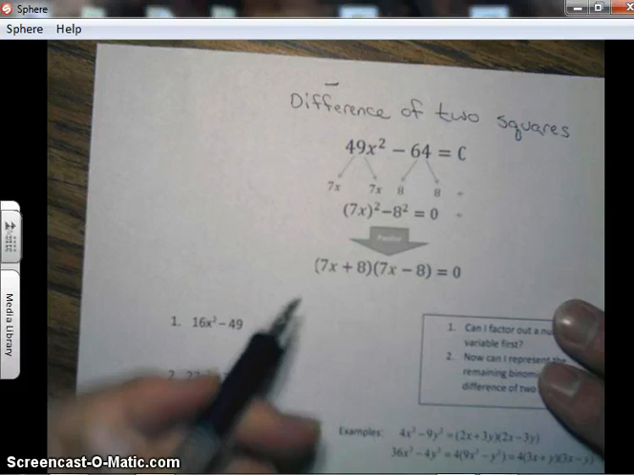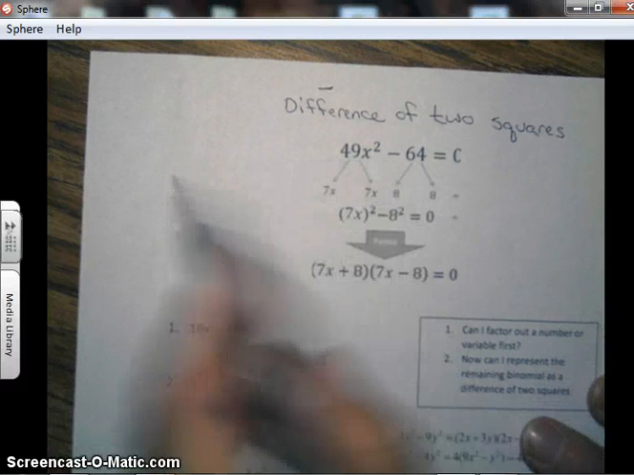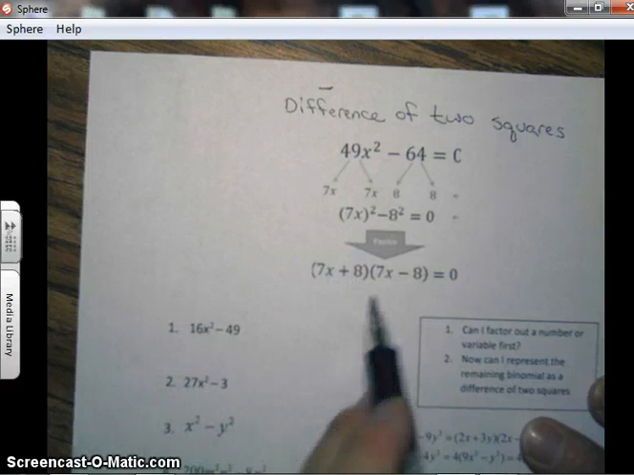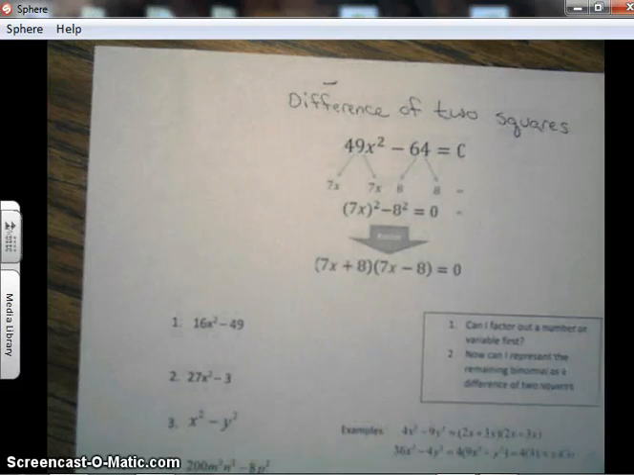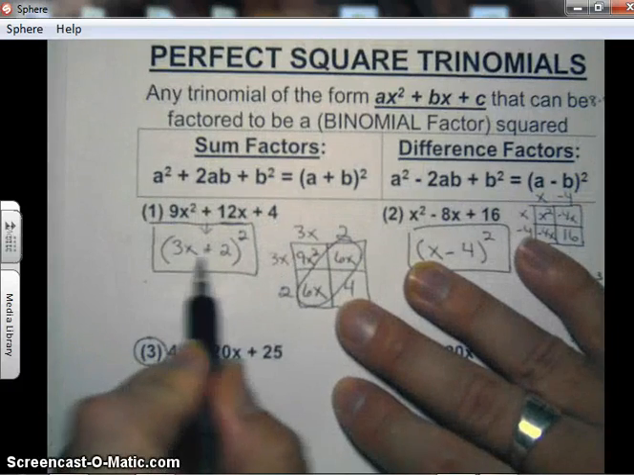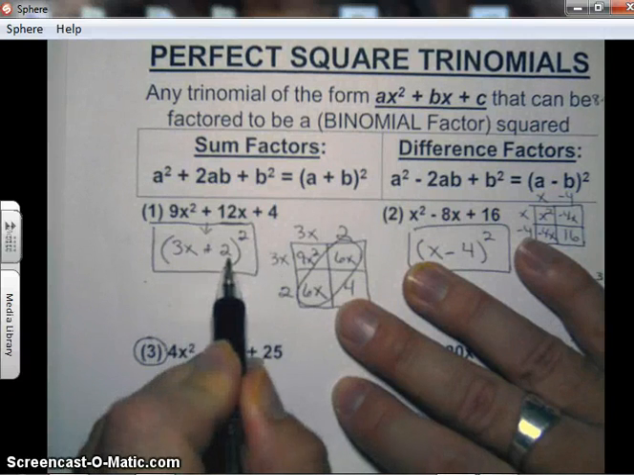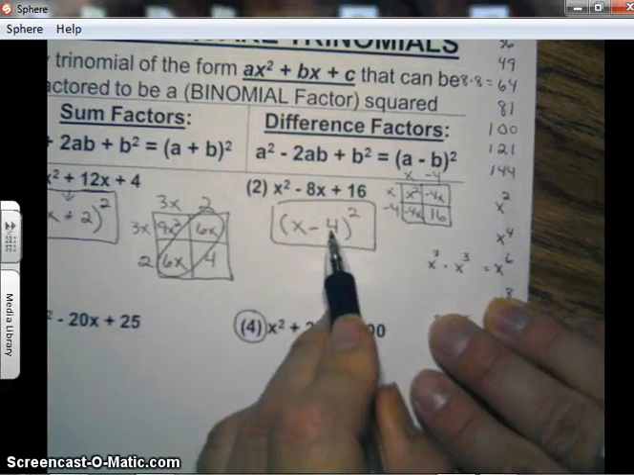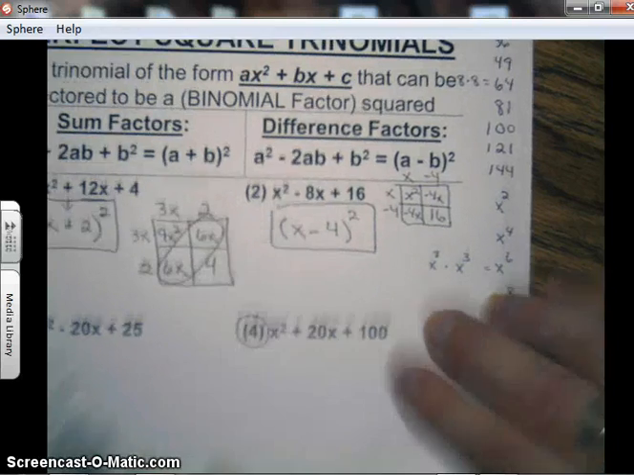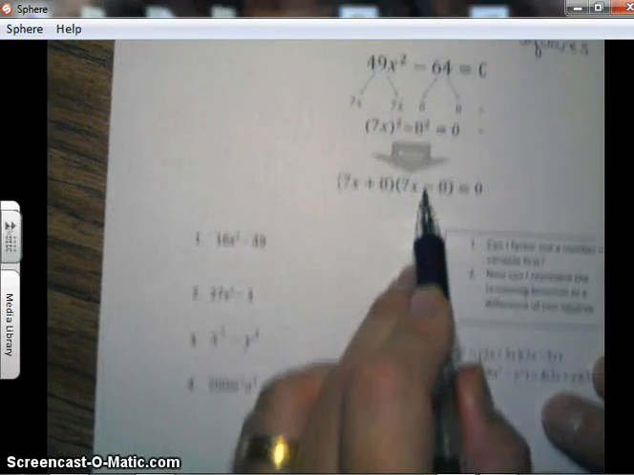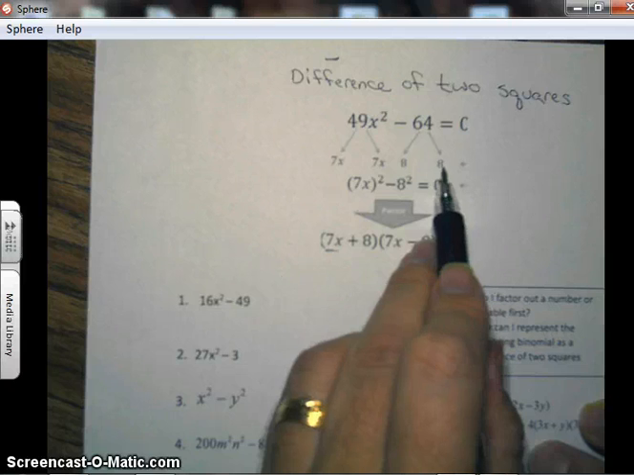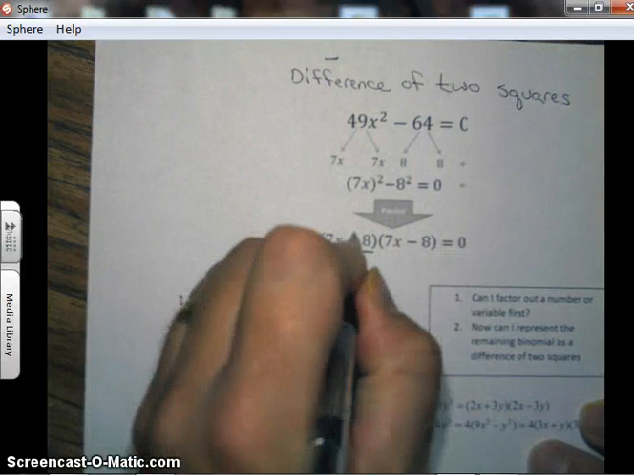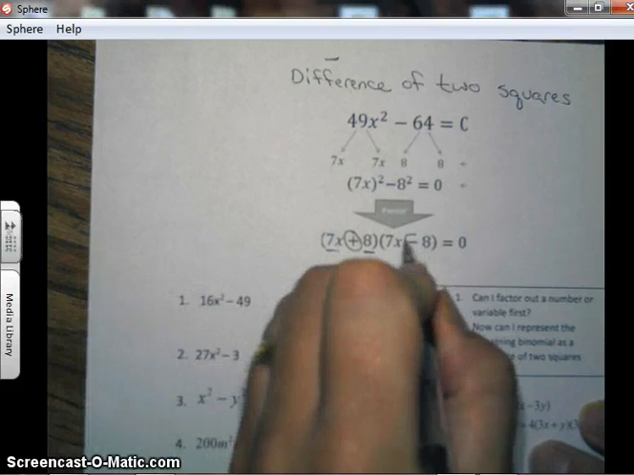So when there's no middle term, we have a plus and a minus. Whereas on the other problem, for example, this one would be 3x plus 2 times 3x plus 2, a plus and a plus. This would be x minus 4 times x minus 4, a minus and a minus. But for this example, we're going to have a plus and a minus. So notice we took our 7x, put that first, put our 8 second. And then one of them has to be plus, one of them has to be minus.